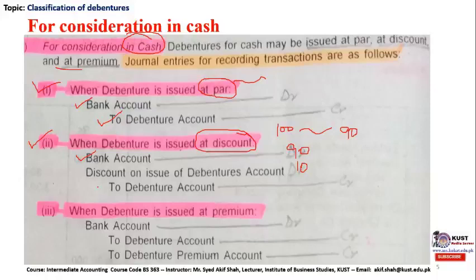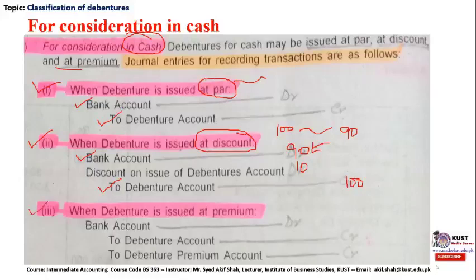And finally, the liability, which is the debenture account, will be credited by 100, because at maturity the company is supposed to pay the investor rupees 100. This is the reason the investor invests in this debenture, because at the time of maturity he will realize a certain profit, which is the difference between the purchase price and the realization price paid to the holder of the debenture.